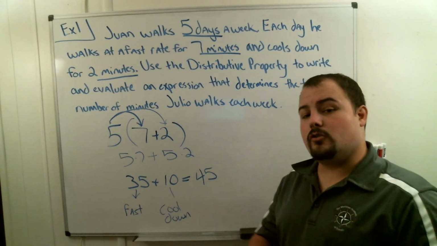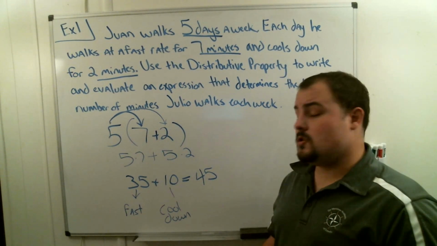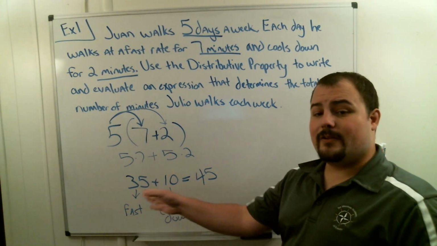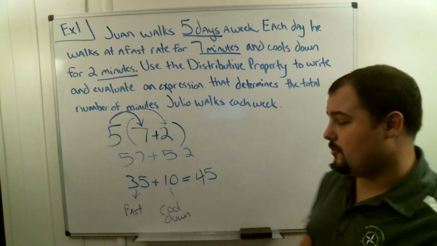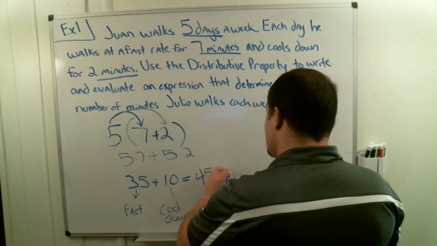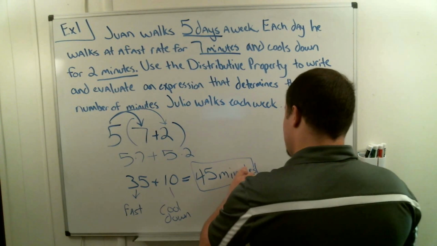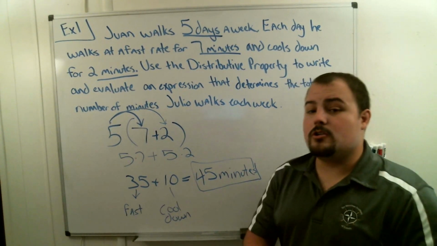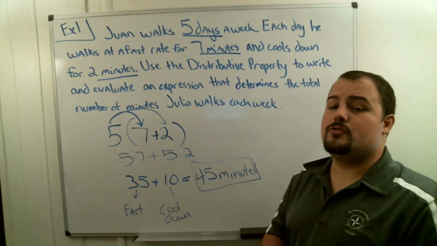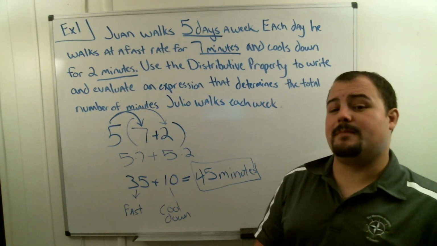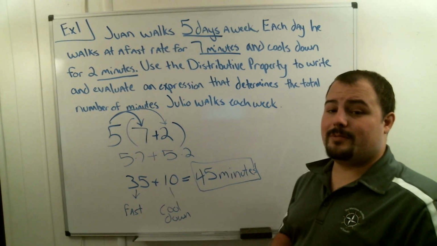So when you distribute, you're able to tell still the difference between the two. 35 minutes at a fast pace, 10 minutes at a cool down, and 35 and 10 make 45 minutes total. Now in math, if you aren't using the property that it's stated to use, you probably won't get all the points. Yeah, you'll get some of the points with me if you get 45 minutes. Make sure you show the distribution property.